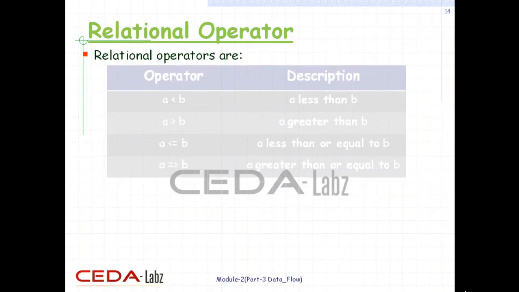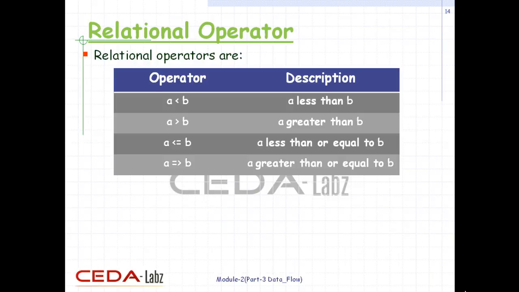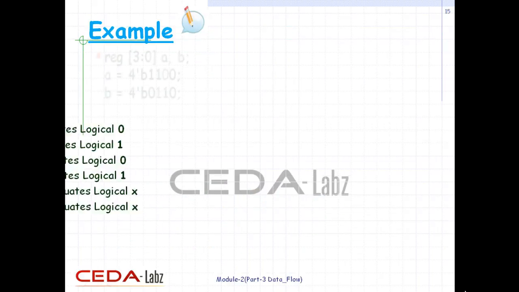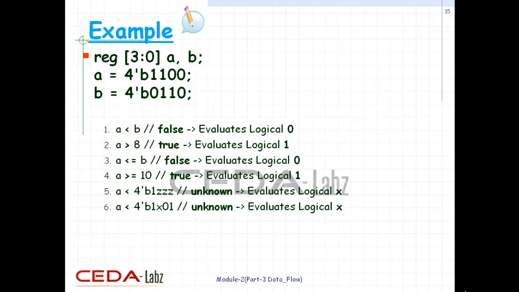Relational operators are less than, greater than, less than or equal to and greater than or equal to. Relational operators always give the result in one bit. If relational operators are used in an expression, the expression returns a logical value of 1 if the expression is true and 0 if the expression is false. If there are any unknown or z bits in the operands, the expression takes a value x. These operators function exactly as the corresponding operators in the C programming language. Here are some examples showing use of relational operators.